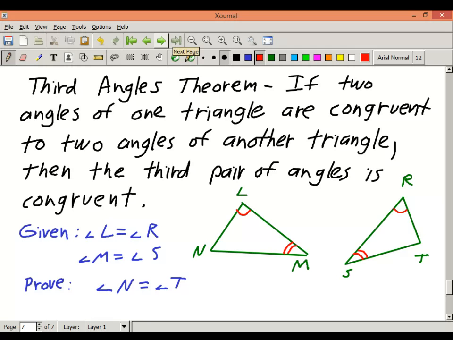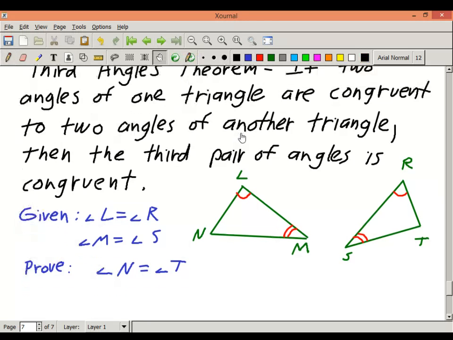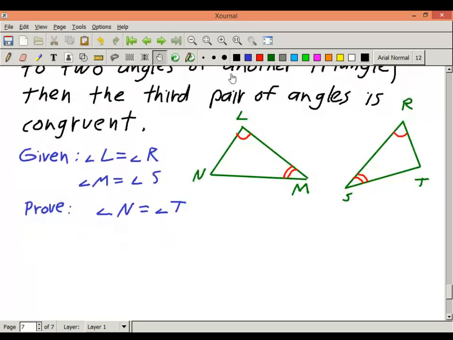So here you see two triangles, triangle LMN and triangle RST. We're given by the hypothesis of this theorem that angle L is equal to angle R. You see that I marked that off. And we also know by the hypothesis of the theorem that angle M is equal to angle S. And so we're trying to prove the conclusion, the part after then. We're trying to prove that angle N is equal to angle T. And if we do that, we have proved the third angles theorem.